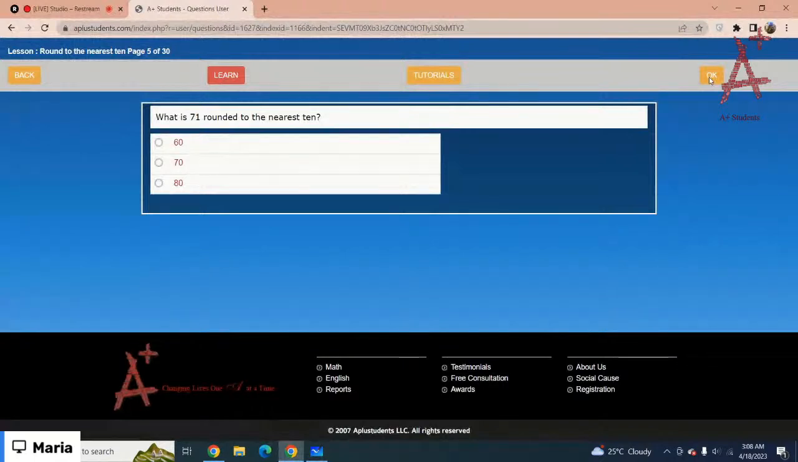Okay, what is 71 rounded to the nearest 10? Which is the correct option? Okay, we have 71. Yes, 71 is rounded off to 70. Got it?